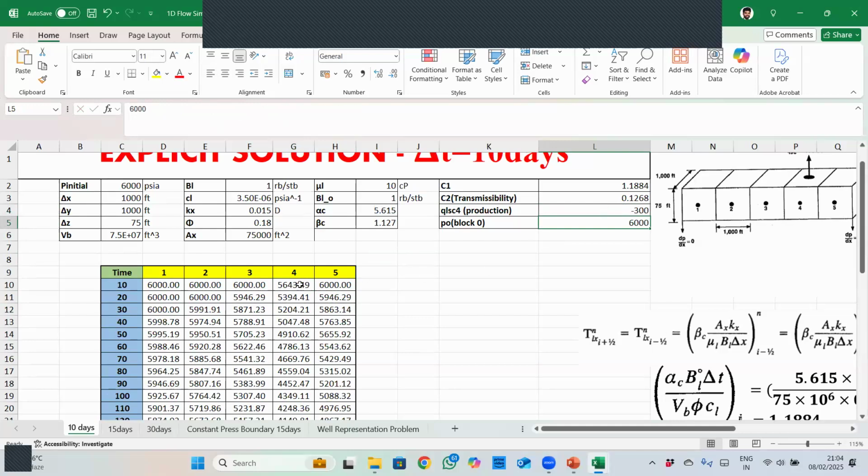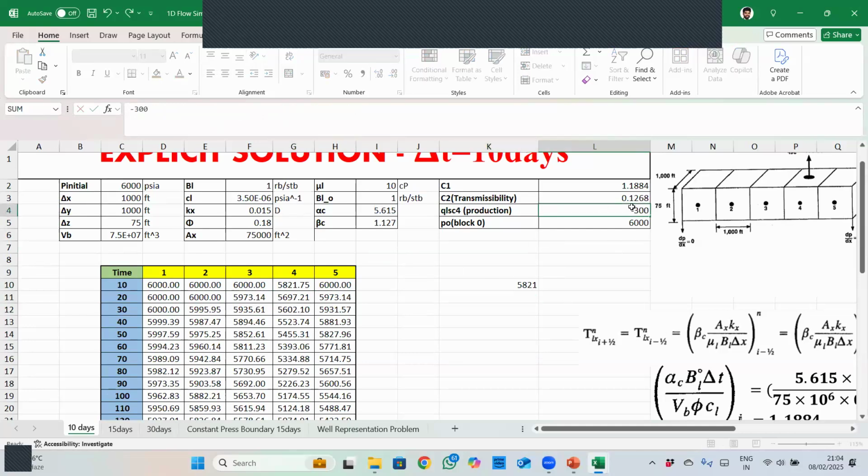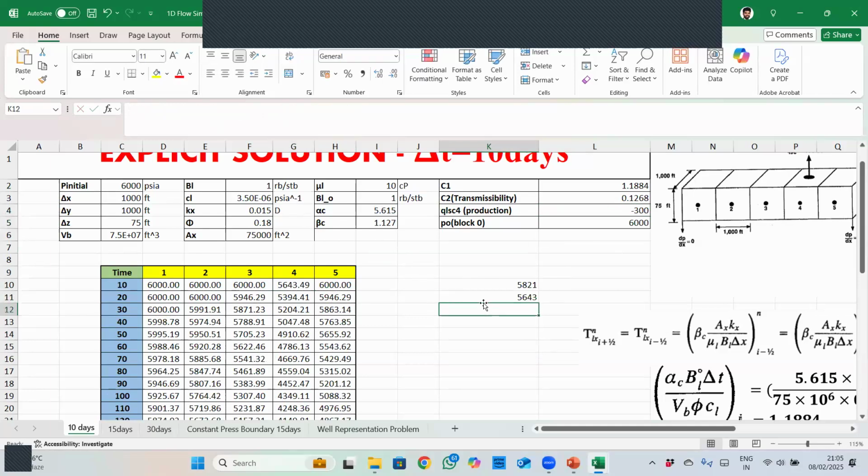So when it is doubled, the reservoir pressure in grid block 4 after 10 days is now lower, and when it is minus 150 it is higher. At minus 150, the pressure is 5821 psi, and when it is minus 300 it is 5643. So the difference between these two is around 178 psi. To produce a rate of 150 barrels per day more, the reservoir pressure declines by 178 psi, and it reflects after 20 days in grid block 3 and grid block 5.